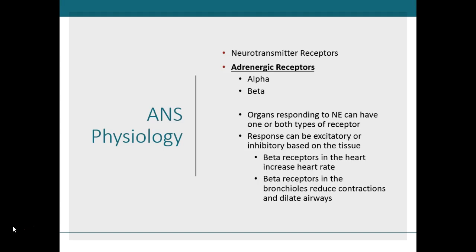Alright, so the two main types of adrenergic receptors are alpha receptors and beta receptors. They're classified into these subtypes based on their specific responses and selective binding of certain drugs or chemicals that activate or block them.